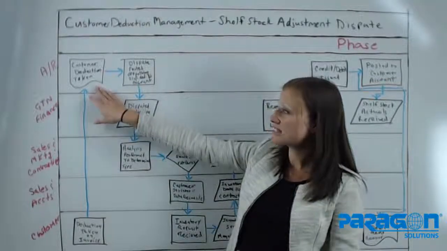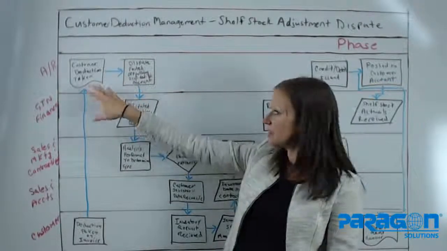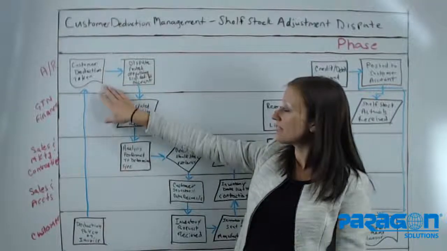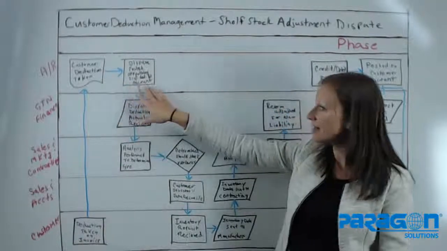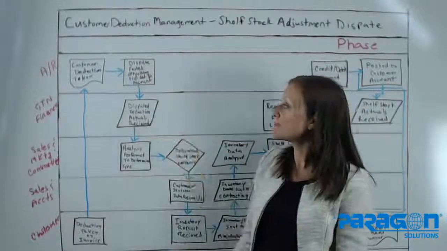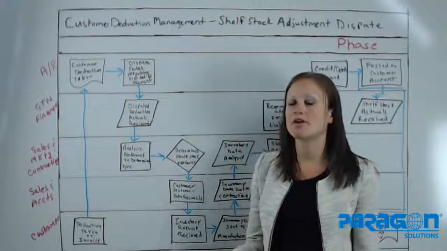And we're seeing that deduction up here once AR and AP is posting that cash. Once AR or AP is posting that cash to your financial statement, that offsetting amount either sits on the customer account or is posted to a disputed deductions balance sheet account or some type of other offsetting account.